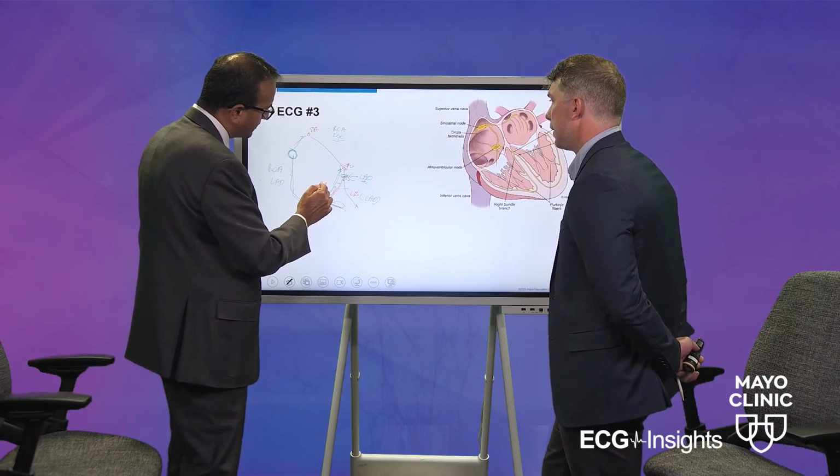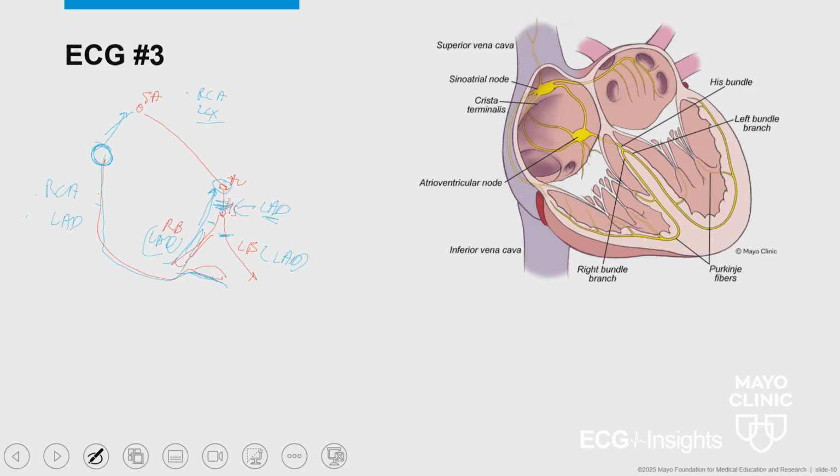It is also not uncommon to see sometimes new left bundle branch block in patients with anterior wall MI or MI involving the left anterior descending artery. That is because of ischemia to the left bundle.